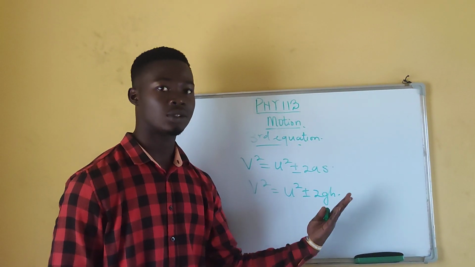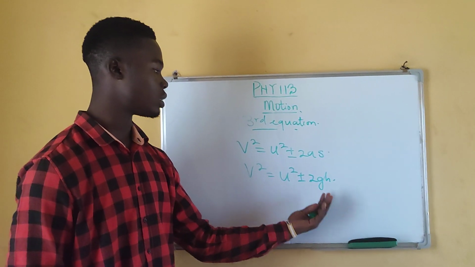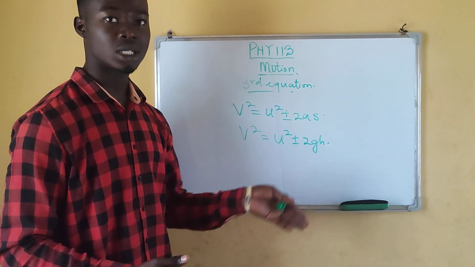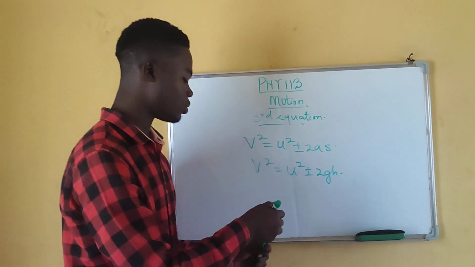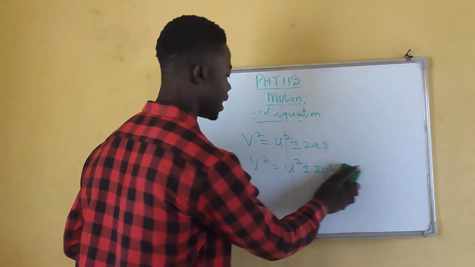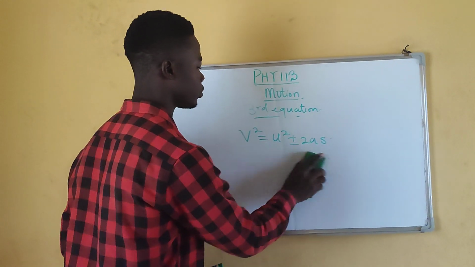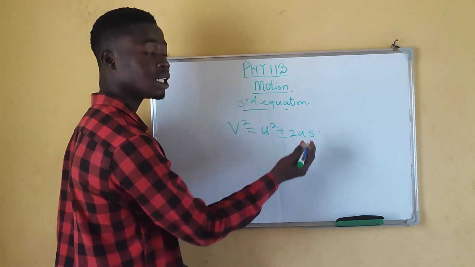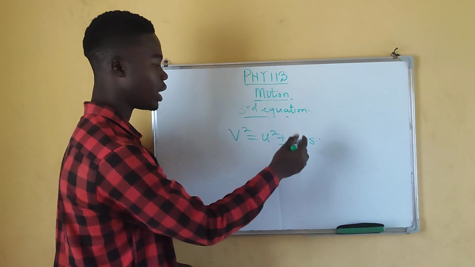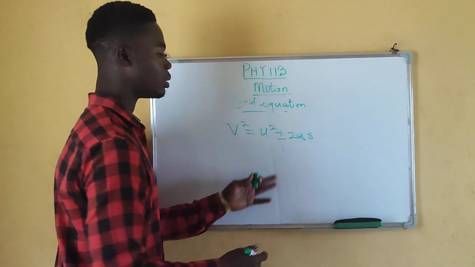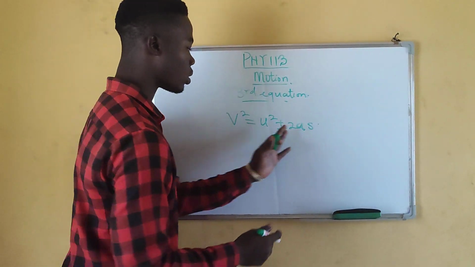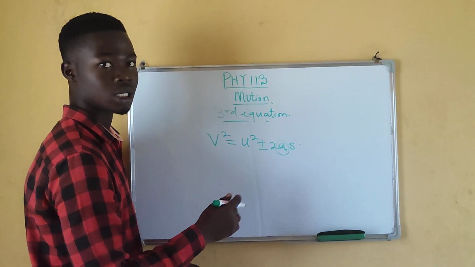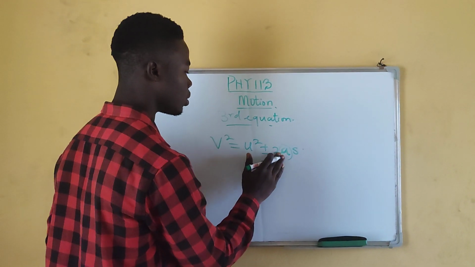This g just stands for the acceleration due to gravity, and the h is the height. S is the distance. It's just the measure of the length. So the plus or minus indicates that the motion might be accelerating or decelerating. So it might be acceleration or deceleration, not necessarily acceleration.